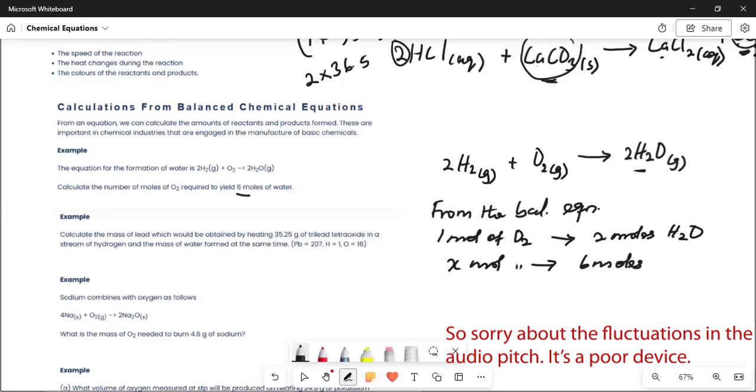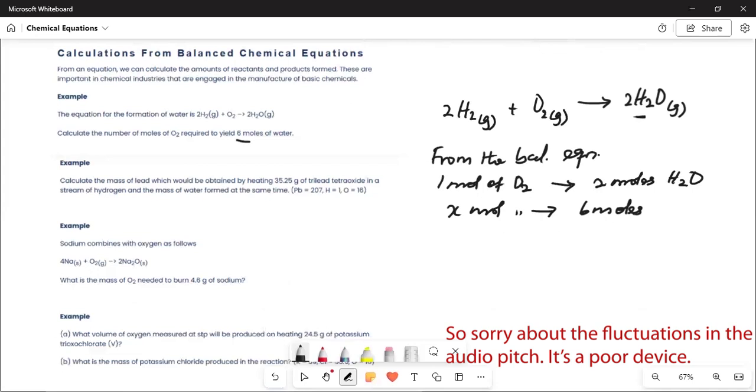So by proportion, if we cross multiply, X times 2 is 2X, then 1 times 6 is 6. So 2X equals 6, meaning X equals 6 divided by 2, which is 3 moles. So 3 moles of oxygen are needed to produce 6 moles of water.